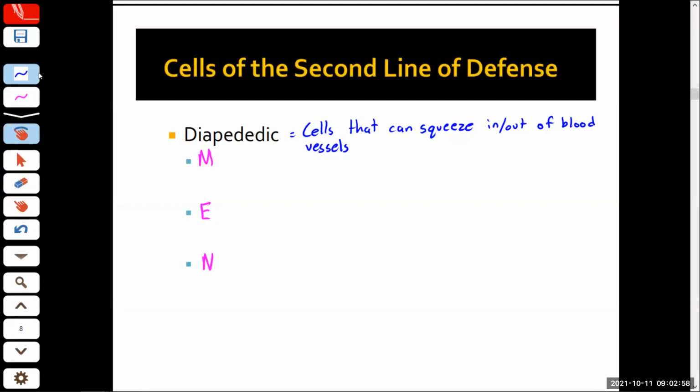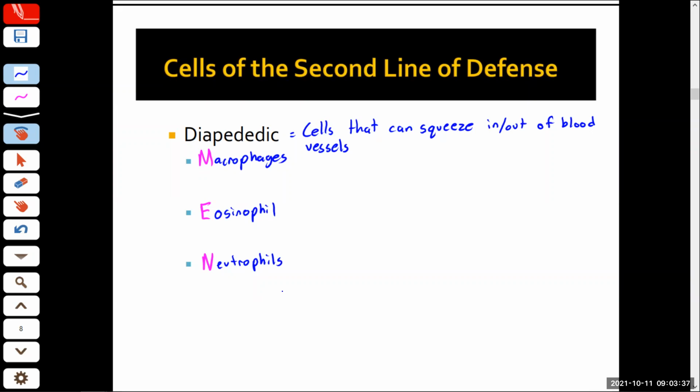So what kind of cells can squeeze in and out of blood vessels? Macrophages. E, we've actually come across a cell that starts with E. Eosinophils can squeeze in and out of blood vessels. N. So again, you guys see what I mean by this? There's overlap between these different categories here. Okay. What else does an eosinophil do? It releases histamine, controls histamine release, fights parasites.